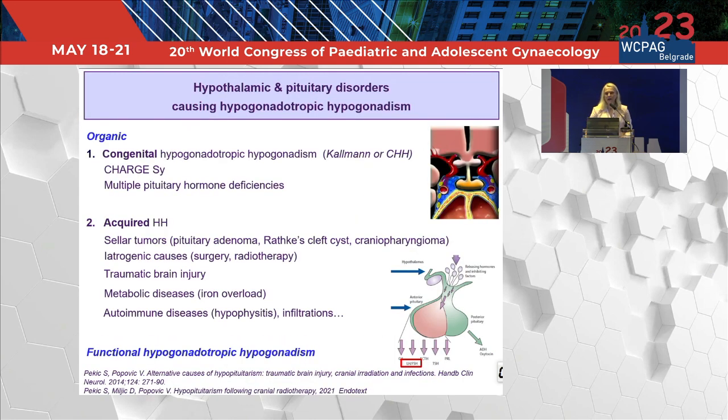And I will talk about hypogonadotropic hypogonadism as a cause of primary amenorrhea. I will cover two main regions: congenital hypogonadotropic hypogonadism and the acquired form of the disease seen in patients with various sellar tumors, with traumatic brain injury and cranial radiotherapy.